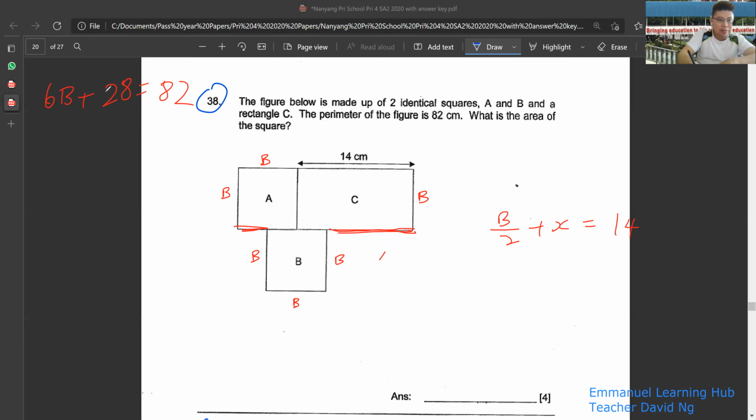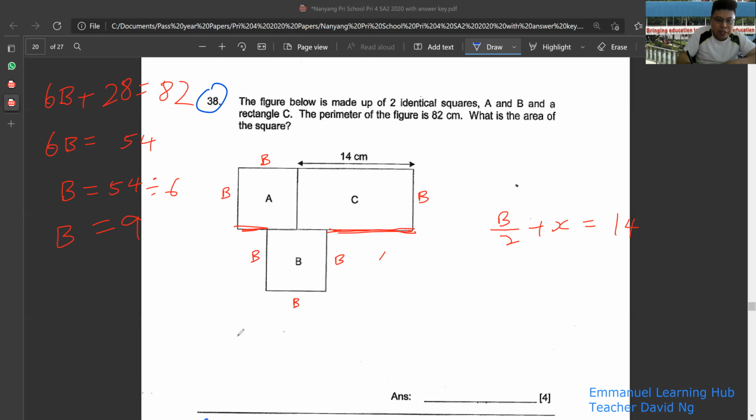Can you understand all? 1, 2, 3, 4, 5, 6, 6b plus 14 plus 28 equal to 82. Perimeter is 82. So 6b is equal to 82 minus 28. Very good. 82 minus 28, you work out what's the answer? 54. So b is equal to 54 divided by 6, equal to 9. b is 9.